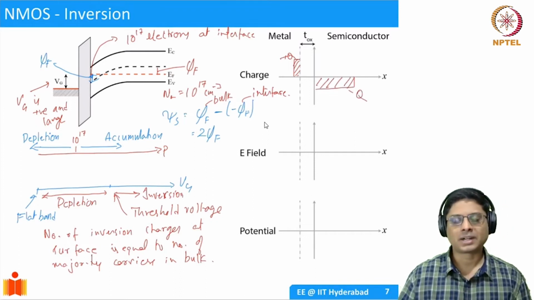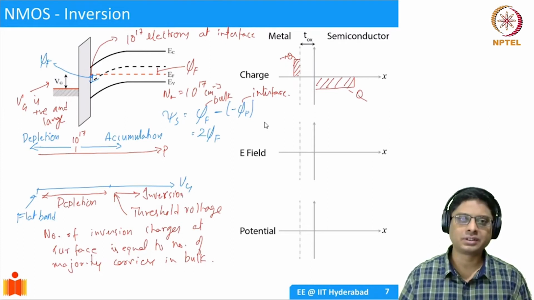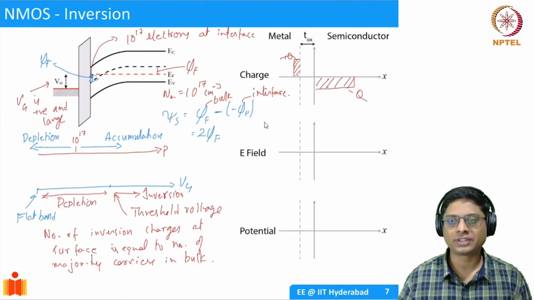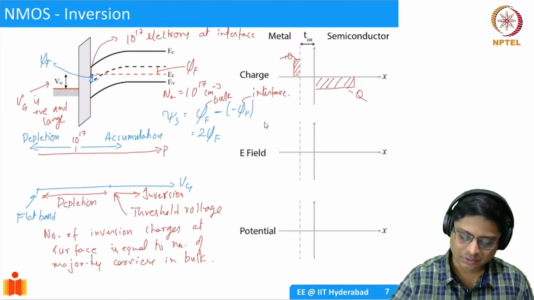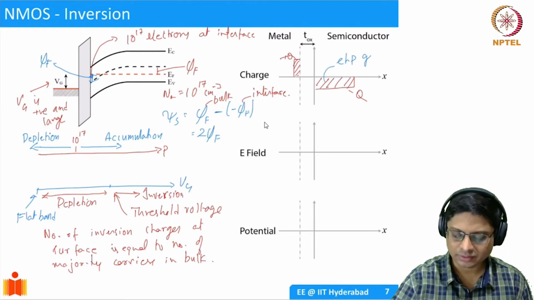But as we increase the depletion, there is electron hole pair generation in the depletion region. So this is EHP generation in the depletion region.